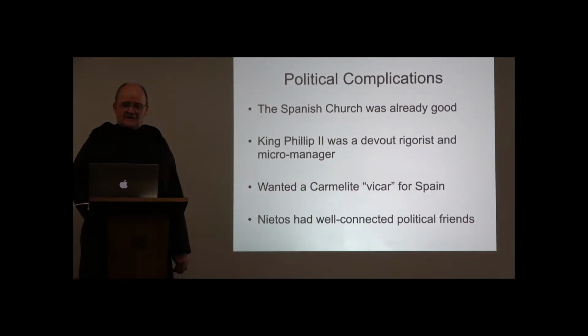They had many friends in high places, people well connected in the royal court. So if the Nietos wanted to complain about their treatment to someone high and mighty, they could actually go all the way to the king, and at least for a short time be believed. This is going to complicate the whole Teresian reform to a huge degree.